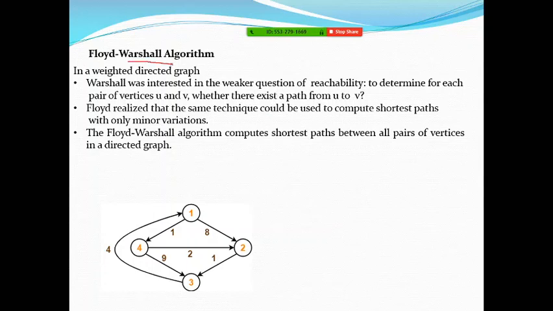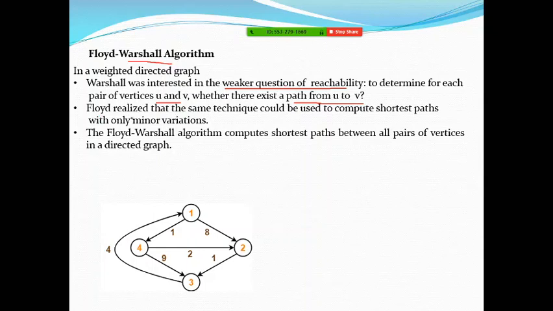So Warshall was interested in the weaker question of reachability. That is, to determine for each pair of vertices u and v whether there exists a path from u to v. So it was simply concerned with finding a path. Like in a transitive relation, if AC is there, CD is there, that means AD is also there. So this type of phenomenon occurs in your relations. So Warshall's algorithm was just these types of discussions, transitive type relations.